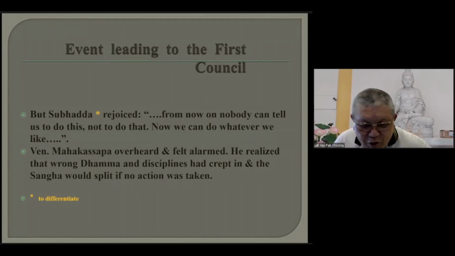Now the question is, who is this Subhada? In case you get confused, we need to differentiate. Is there another Subhada? You have finished the life of Buddha in it.